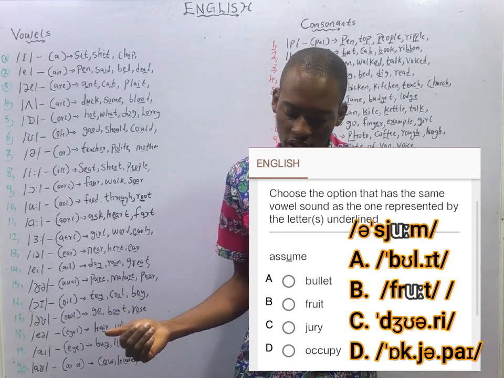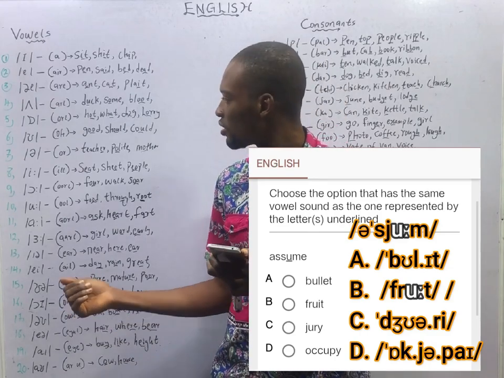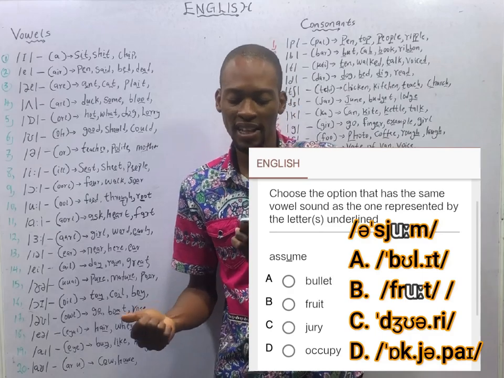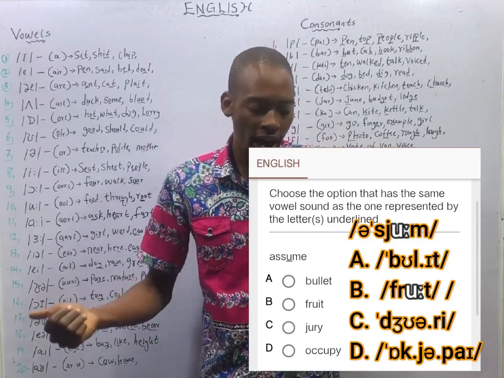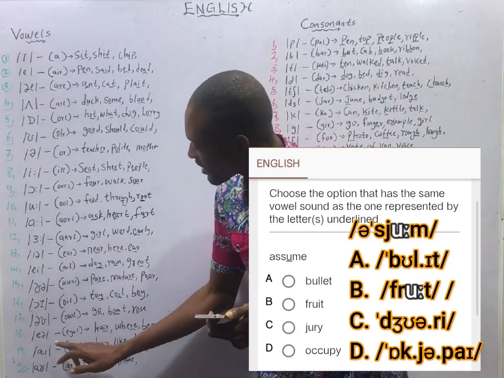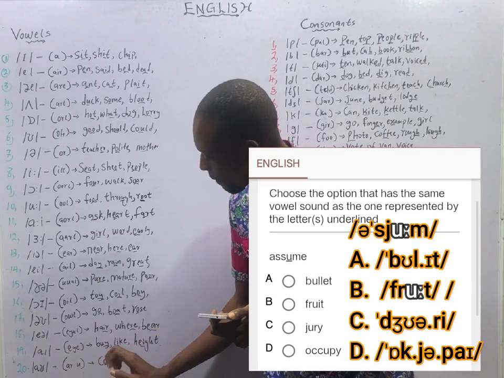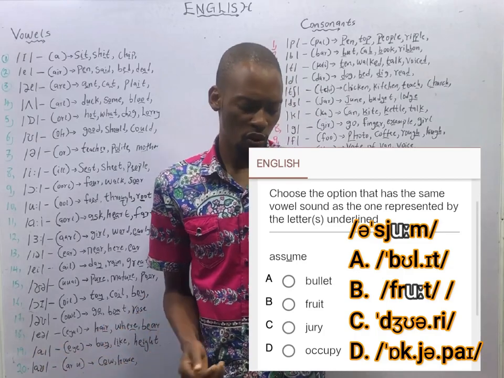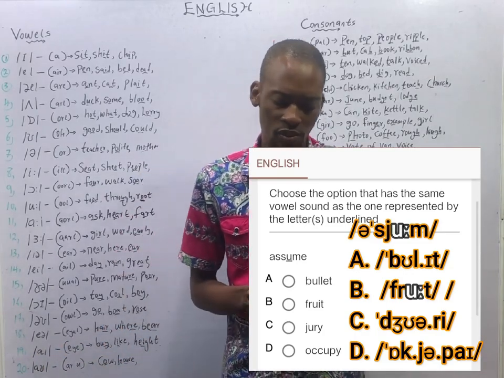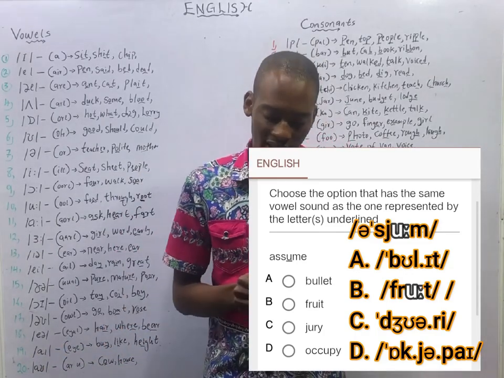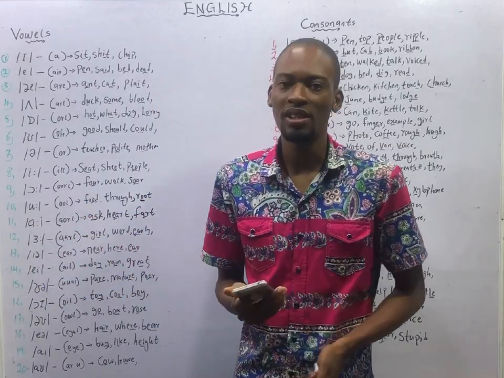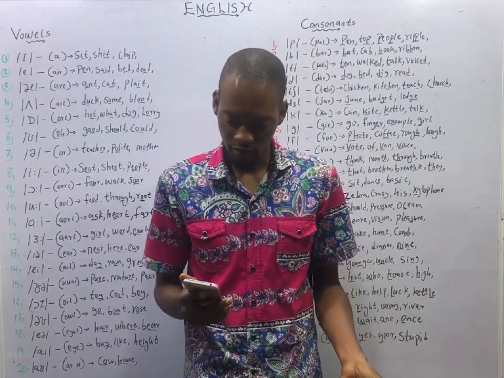Then we have jury, which has the oo sound. We have occupy, which possesses the I sound, as in buy, like, and height. So assume has the oo sound and fruit has the oo sound. That makes option B the correct option.